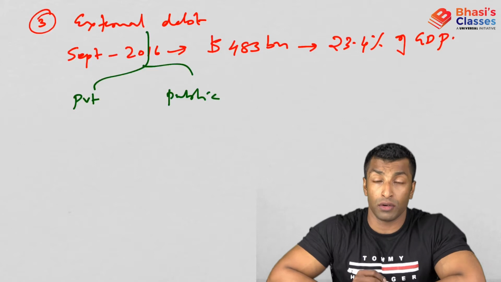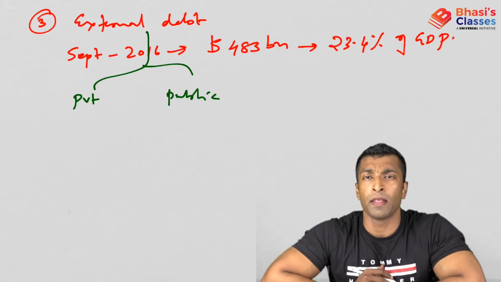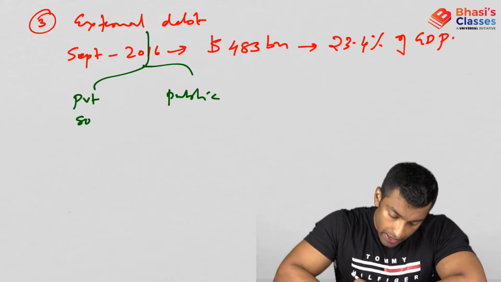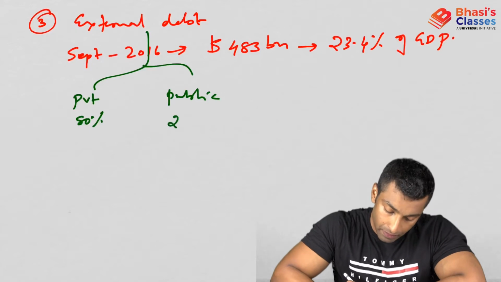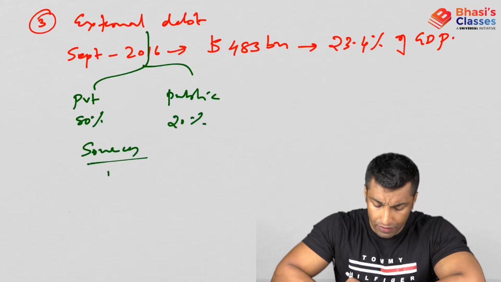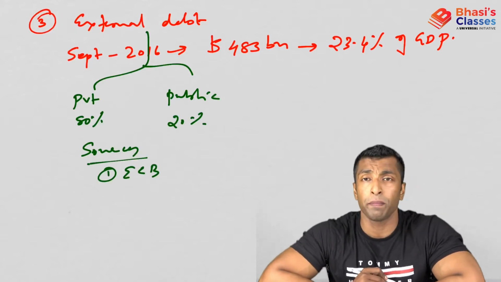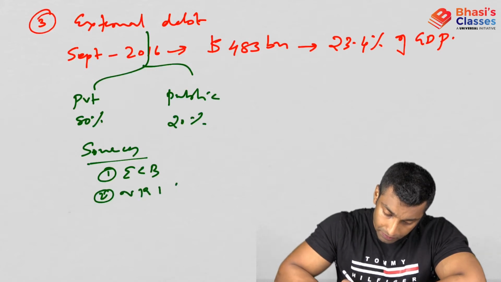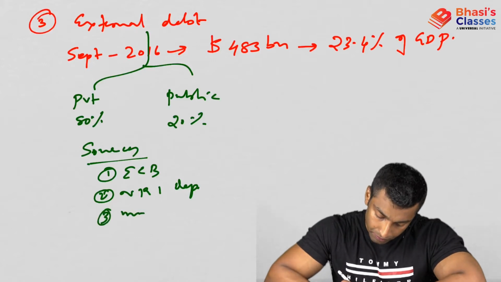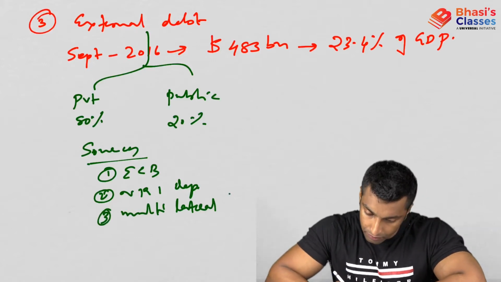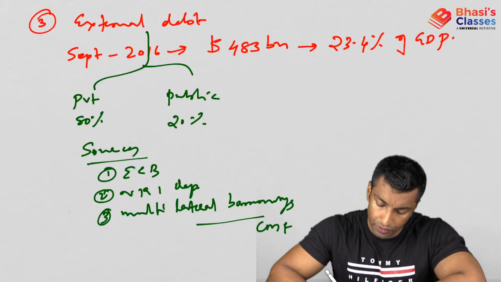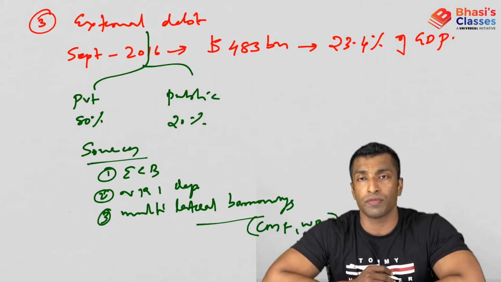Out of this, whose contribution will be more? In external debt, actually the private contribution is more because of all these ECBs and all. So it is around 80% and public will be 20%. Okay, what are the sources of external debt? Sources, as we have already discussed, firstly external commercial borrowing, and then we have NRI deposits, and then multilateral borrowings. All these are actually sources of multilateral borrowing, meaning IMF, World Bank, etc.